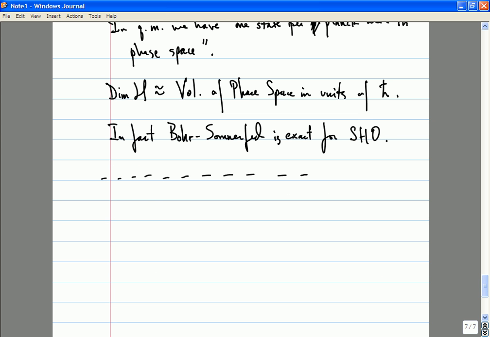So, the WKB approximation is also useful if we want to understand tunneling.